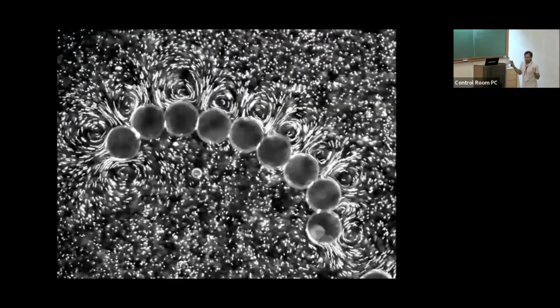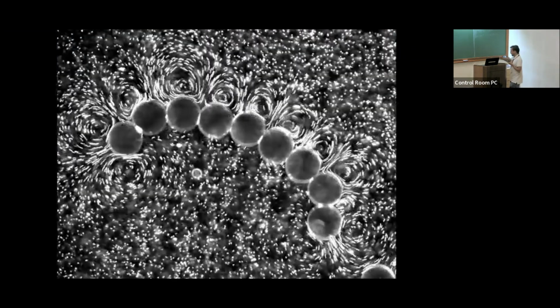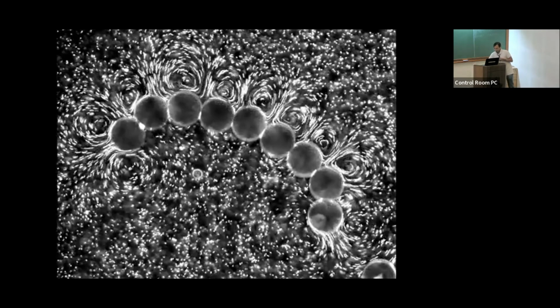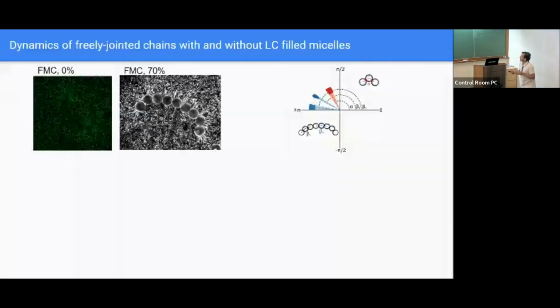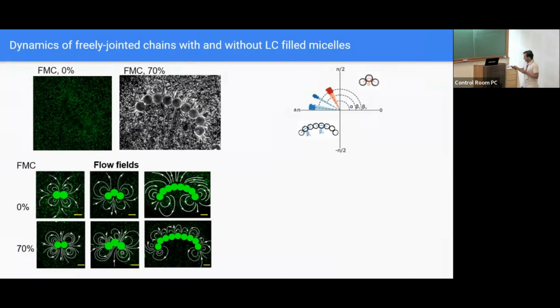I just changed the fraction of filled micelles, whereas the shape of these chains stays stable, which we confirm by measuring the bond angles. If you remember, we can control the slip velocity of a monomer just by controlling the fraction of filled micelles. So here we see a reflection of the change in the slip velocity in the flow fields of these linear assemblies.